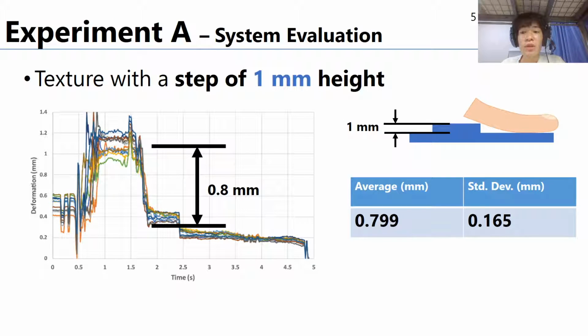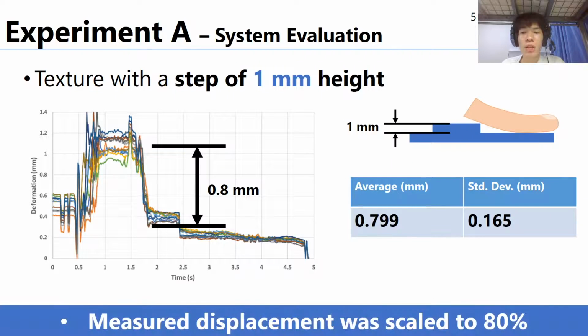We performed an experiment to evaluate the accuracy of the system. A texture with a step of 1 mm height was moved under the finger, and the skin displacement above and below the step was compared. In theory, the skin displacement should be 1 mm. However, in fact, the measured displacement was about 0.8 mm. This 80% scaling may be because the effect of refraction was not completely removed.